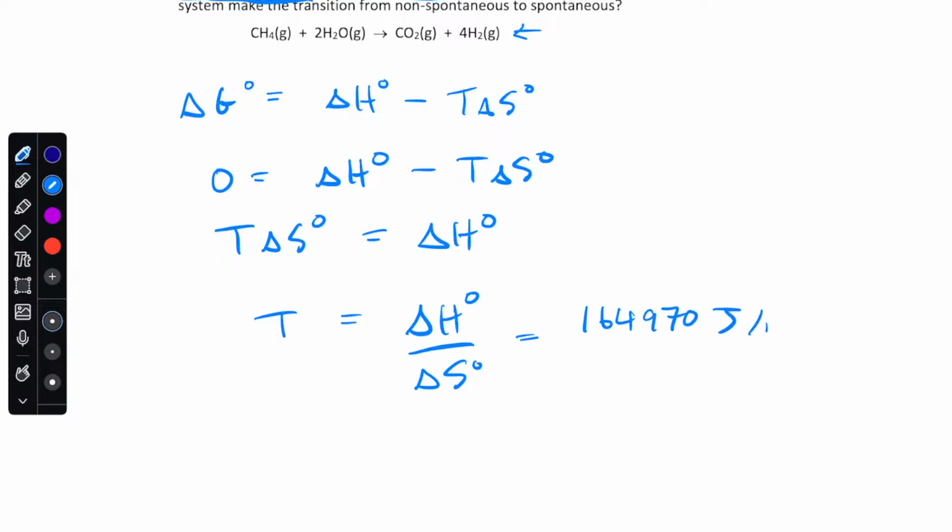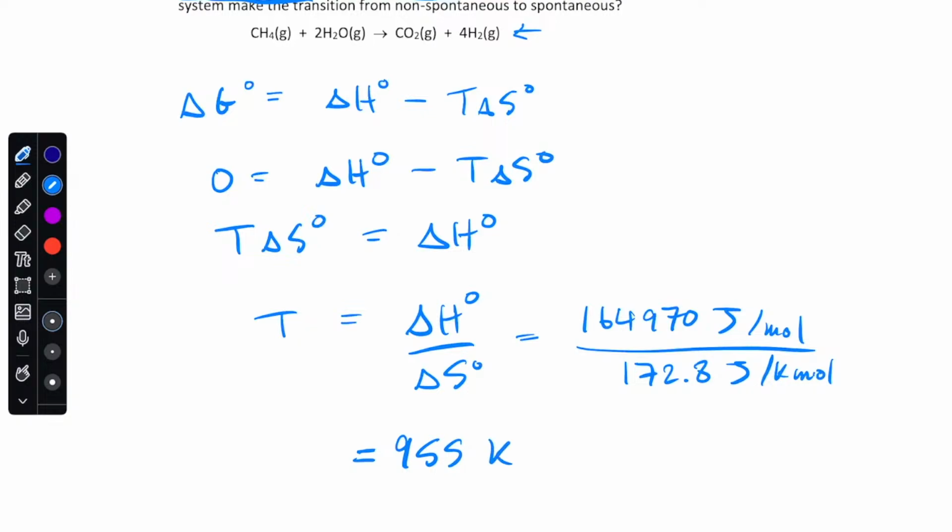164,970 joules per mole. Remember, the units always have to agree. So always convert kilojoules to joules if you're intermixing delta H and delta S. And then the other number there is 172.8 joules per K mole. And that gives us 955 Kelvin is our answer.